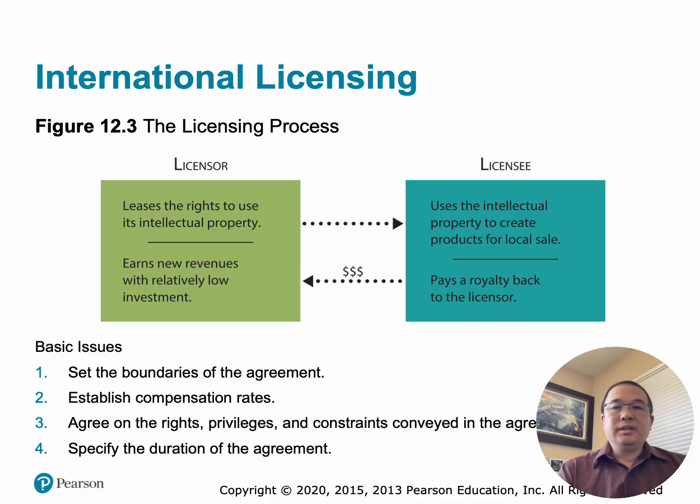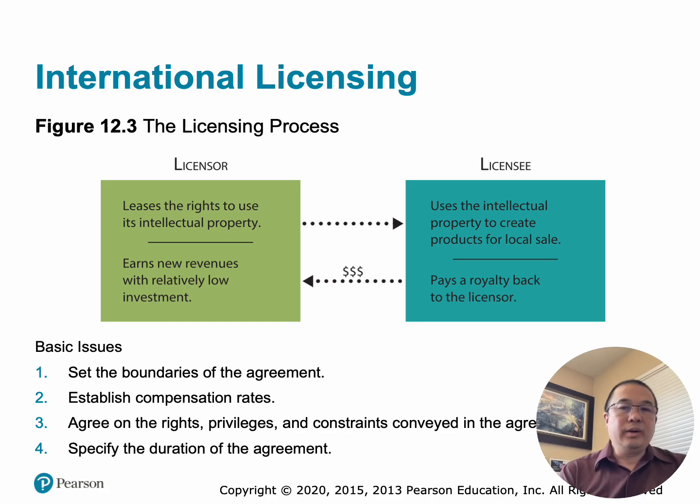Step 2. The licensee uses the IP. The foreign company uses the intellectual property to produce or sell products in its local market. The licensee uses the intellectual property to create products for local sale. Examples would be producing products locally, selling software locally, and using a brand name in a foreign country.